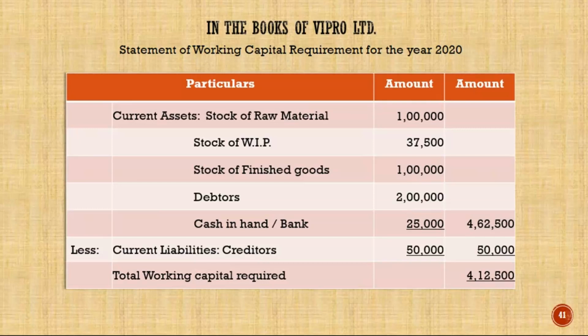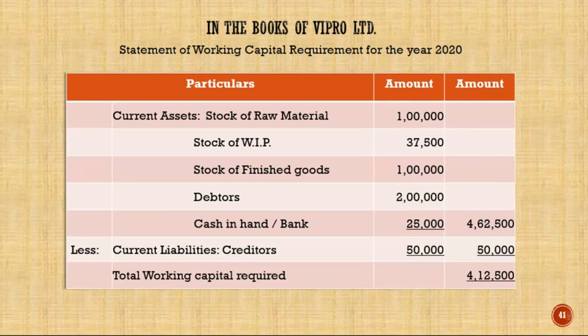And in this way, we calculated the total working capital requirement of the company. And the amount here is 4,12,500. That is current asset minus current liability. So in this manner, we have to calculate, we have to estimate the requirement of working capital for a given period of time of any company.